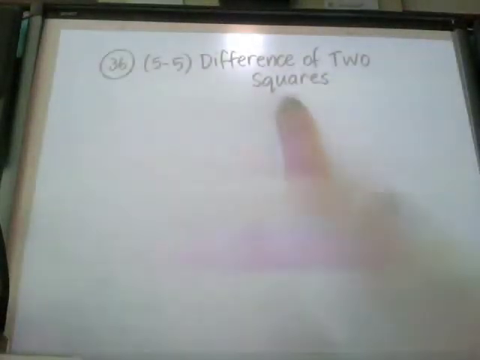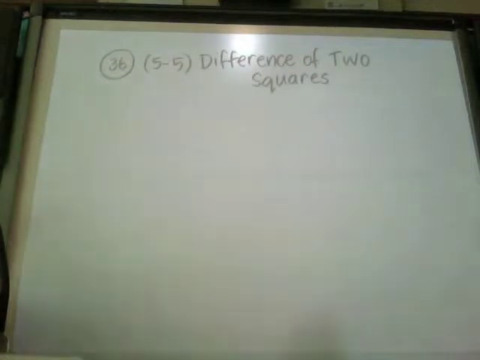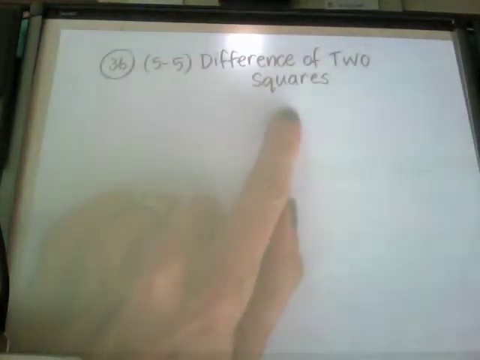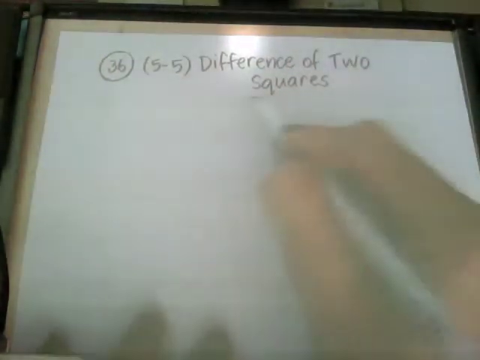5, difference of two squares. I'm going to talk about what that means with the two squares. First of all, we're going to be continuing to multiply binomials, so we will be using FOIL again. First, let me talk about what it means when I say a square.